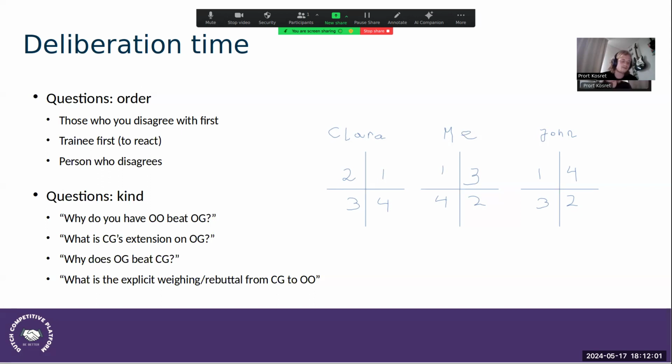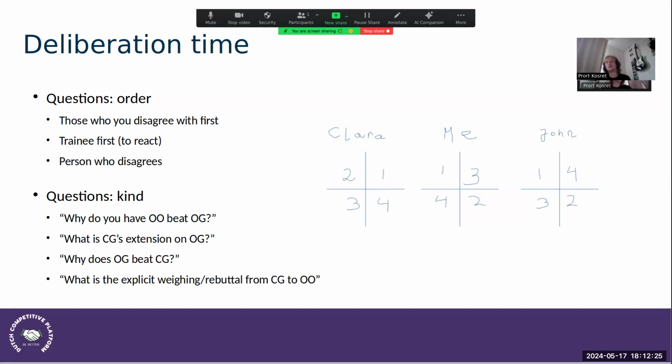Then, if there are even more people, so let's say we now have a fourth person, and that person would be a trainee and would have the same opinion as Clara, then I would ask the trainee first. Why would I ask the trainee first? I think it is just easier for a trainee to give a reasoning for why they believe one team beats another, compared to them having to think what their own opinion is.